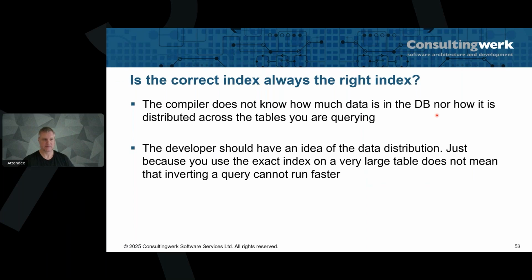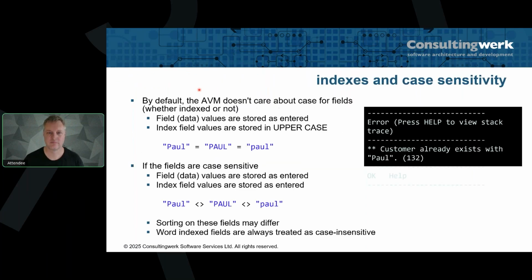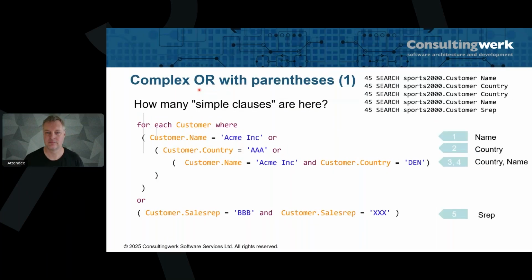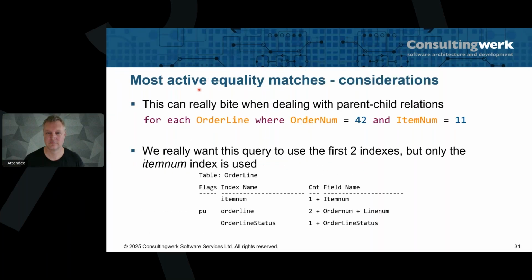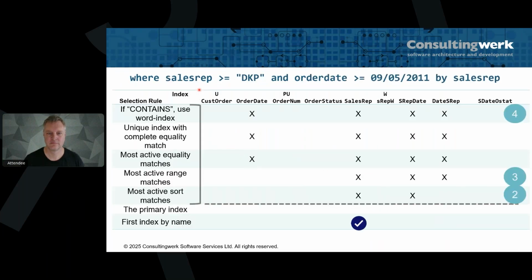Yeah, there was a kind of related question where, in the case where I have where sales rep equals BBB and order status equals shipped, whether it's better to use two indexes, one for order status and one for sales rep, or have one combined one.